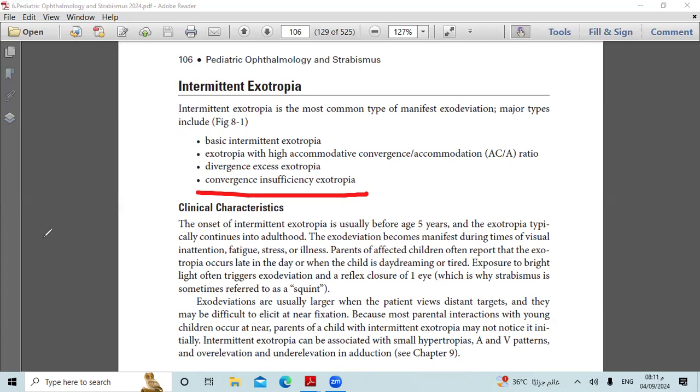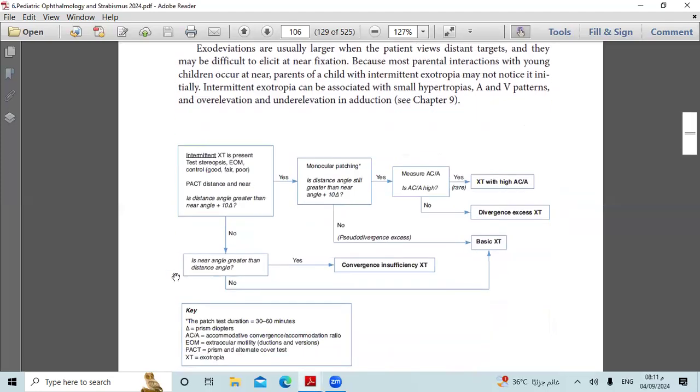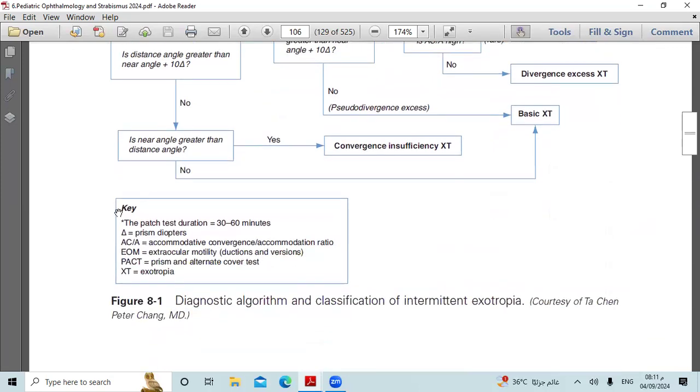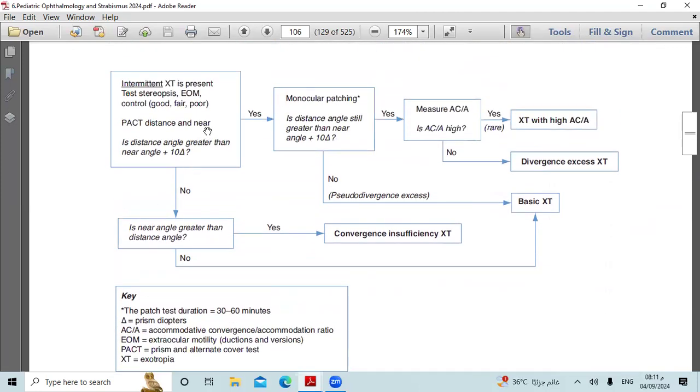Now, what is pseudo-divergence excess exotropia and what is exotropia with high ACA ratio? I will explain it here in this table, and try to make it simple. Here, intermittent exotropia present; distance, near, extraocular motility, control: good, fair, poor. We have the prism and alternate cover test at distance and near. If the distance angle is greater than the near angle by more than 10, if yes, you should do monocular patching to rule out pseudo-divergence excess. Pseudo-divergence excess means one of two things: maybe this is basic exotropia, or maybe there is tenacious proximal fusion.